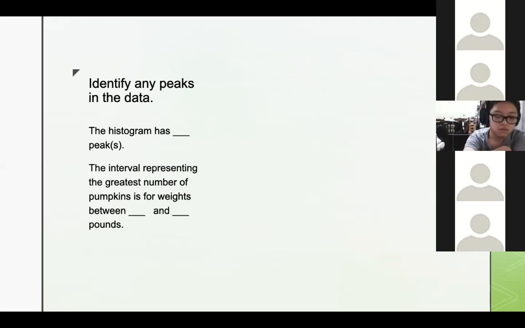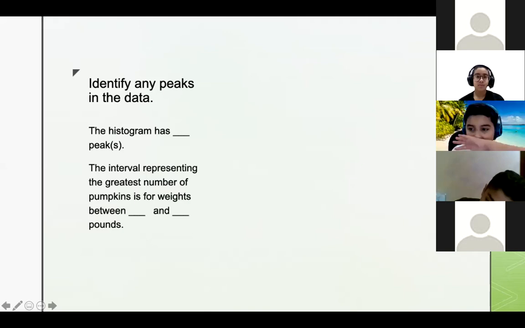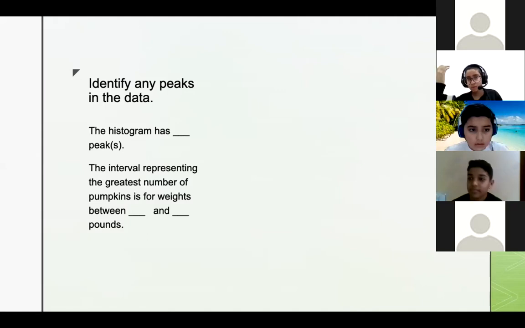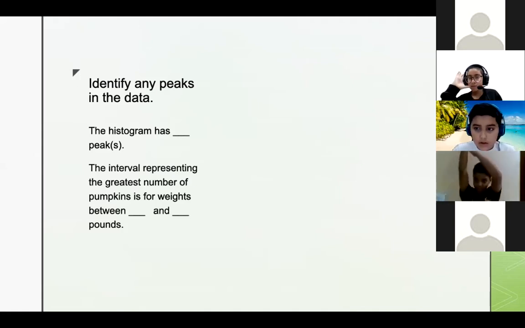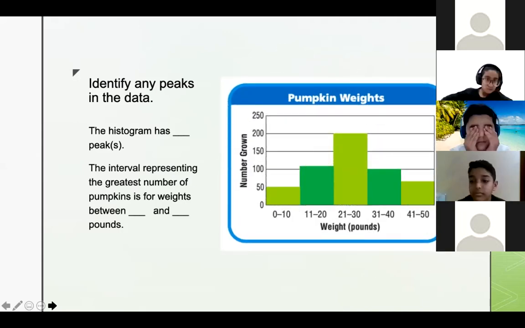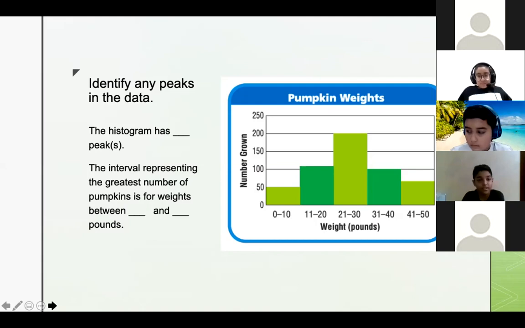What is the meaning of peak? Who can tell me? Peak of the mountain. What is the meaning of peak? Miss, the highest point. The highest point. Excellent. The highest point, okay? So if we look at the histogram, Nabhan, what is the peak? Where do you see the peak? First of all, how many peaks do we have?